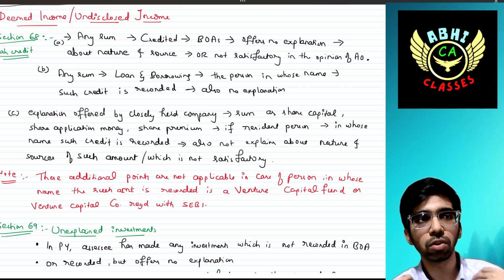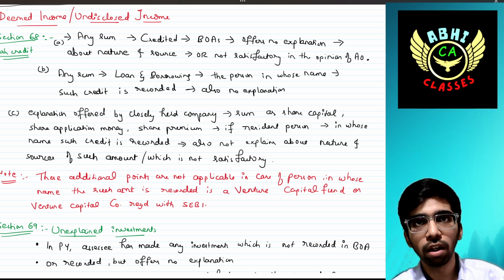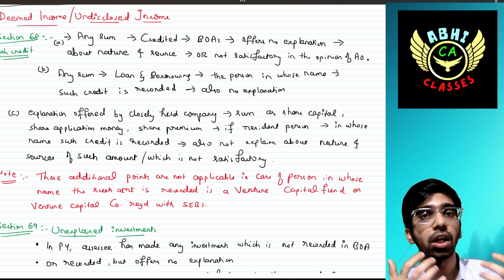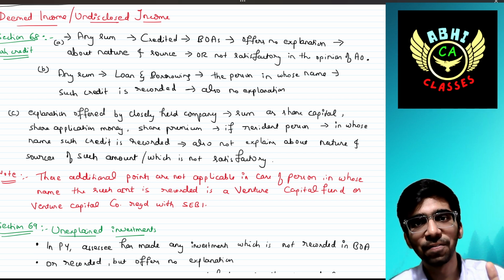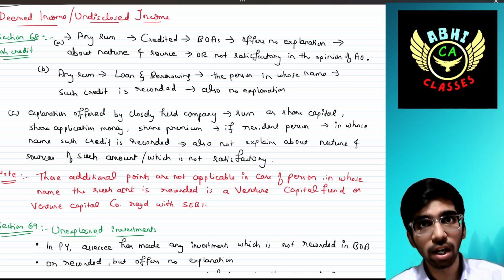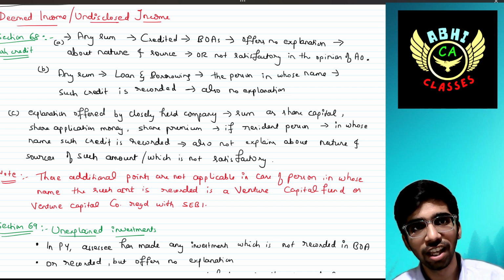For example, in my books of accounts, I have mentioned one income source, but I do not know any of its sources or its nature, from where I have got it. In short, it is treated as black money. That's it. Or I have given an explanation, but the assessing officer is not ready to accept that explanation.